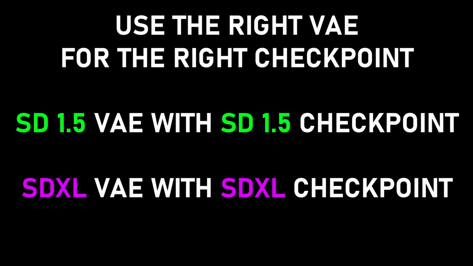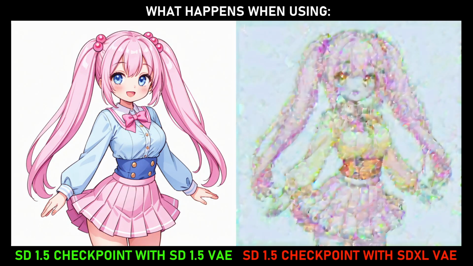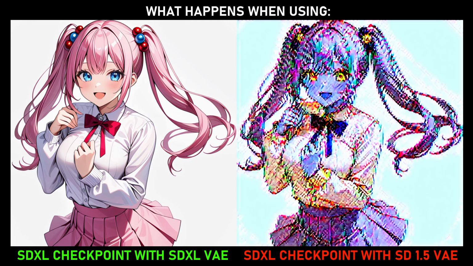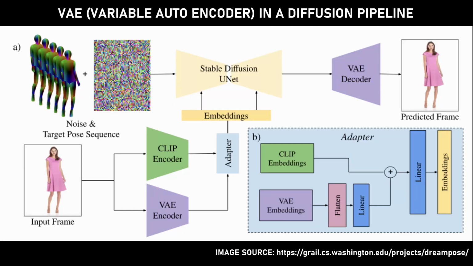The third important thing is using the right VAE for the right checkpoint. This means an SD 1.5 VAE with an SD 1.5 checkpoint, and an SDXL VAE for SDXL checkpoints. To be brief, a VAE is the part of the denoising process that finishes turning noise into a proper image.